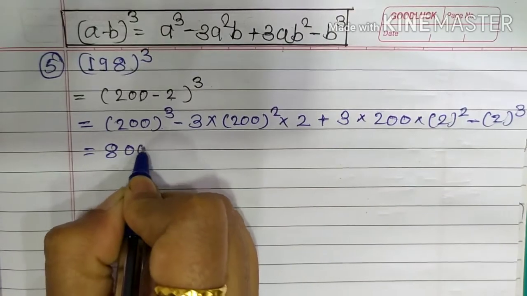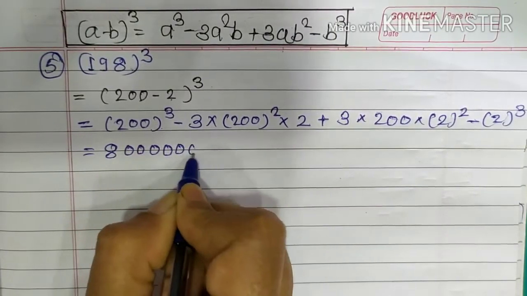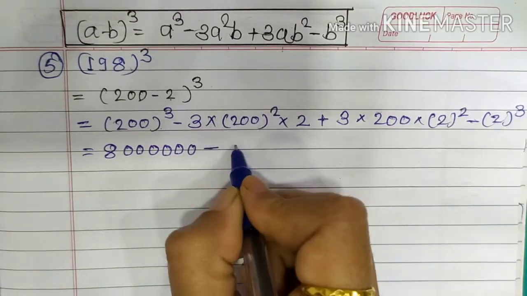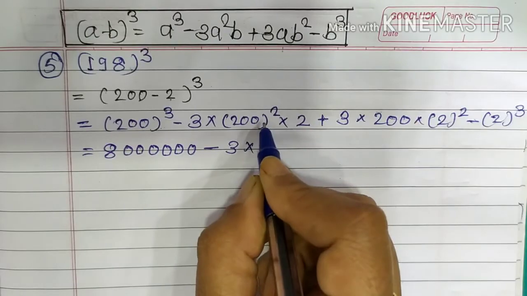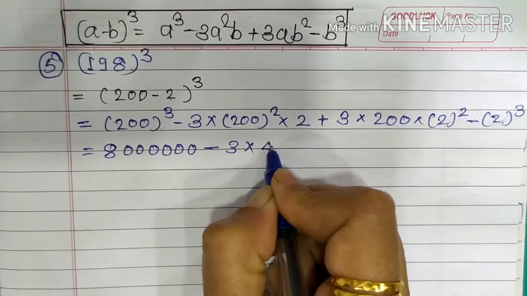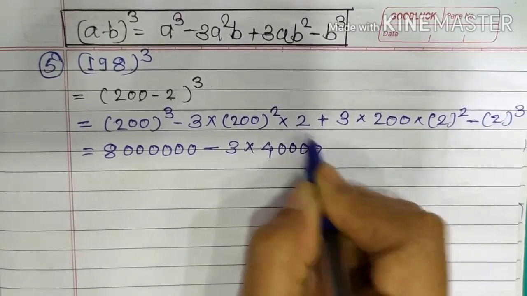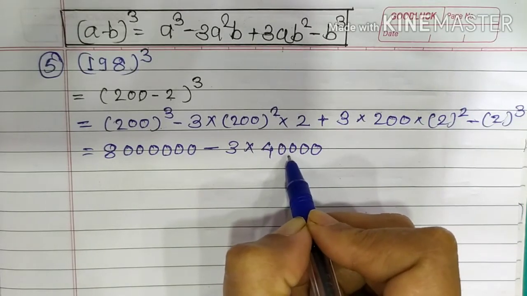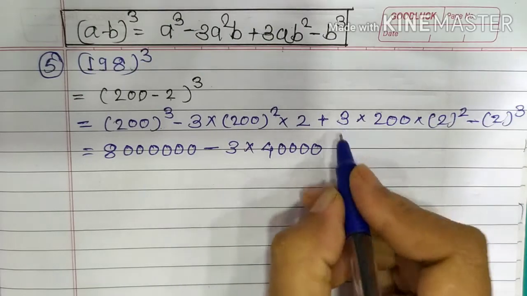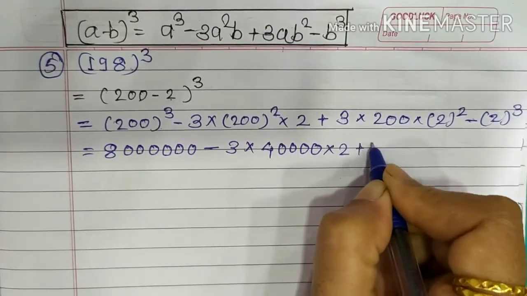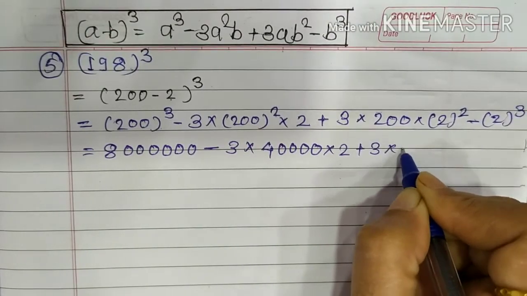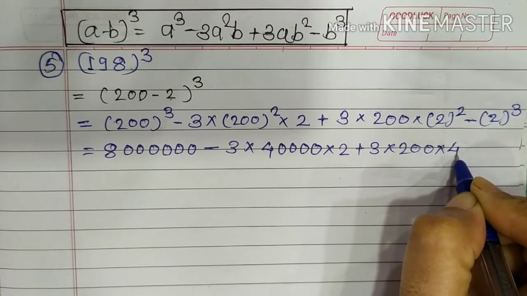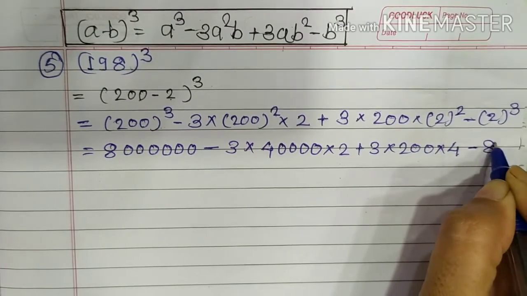8, 1, 2, 3, 4, 5, 6. Hence, 80 lakh minus 3 into square of 200, 2 times multiplication here. Hence, that is 40,000 into 2 plus 3 into 200 into square of 2, that is 4, and cube of 2 minus 8.